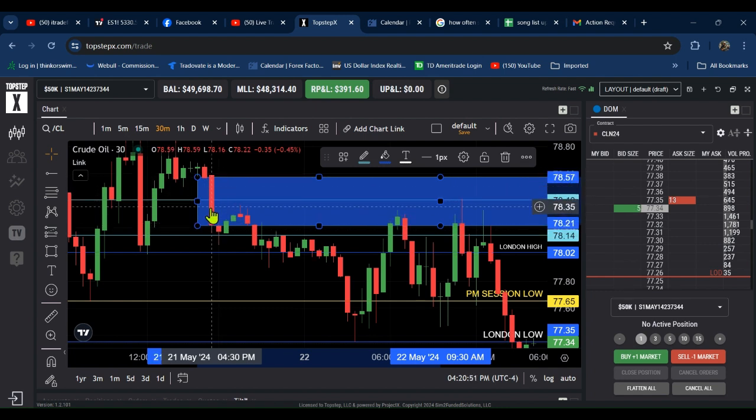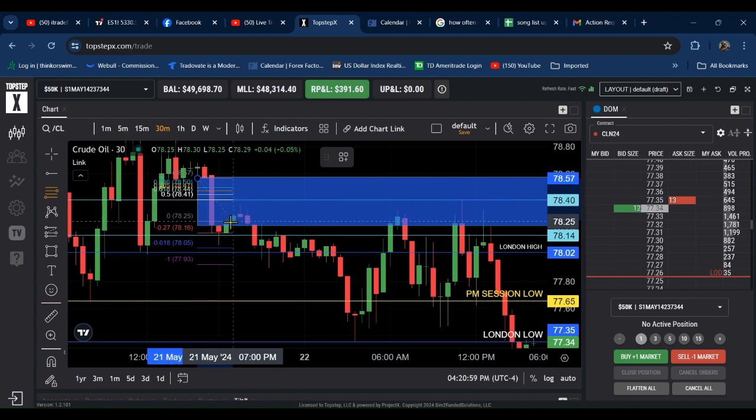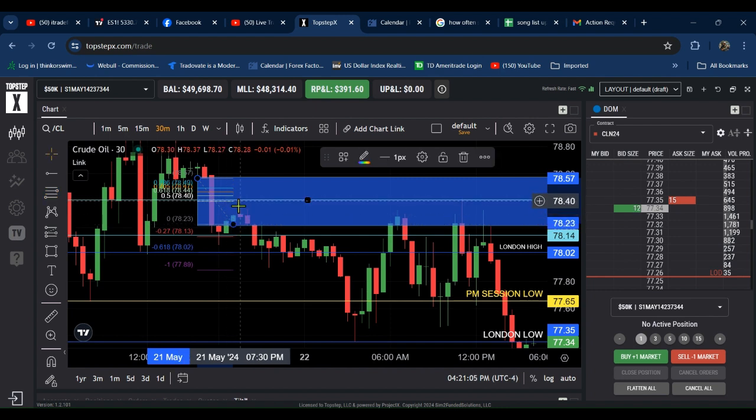The 50% mark of that candle, which can be drawn out with a Fibonacci from here down to the top of that candle there, the 50% mark is where I drew that blue line. I'm a little bit off on my drawing, but that's where I drew that blue line. Okay.